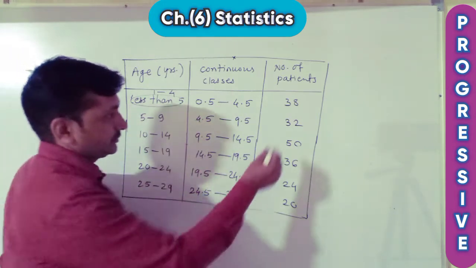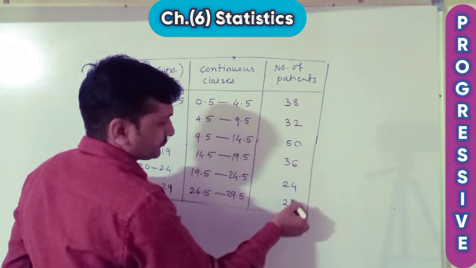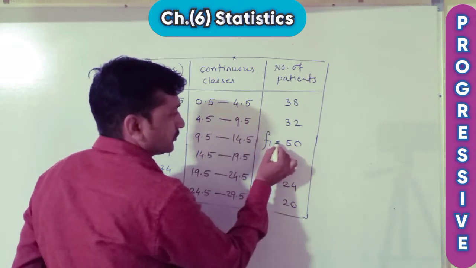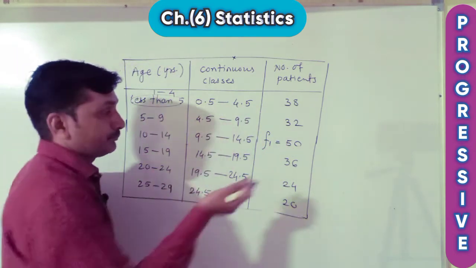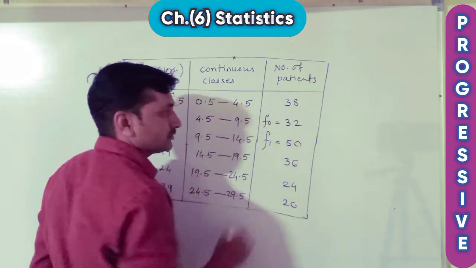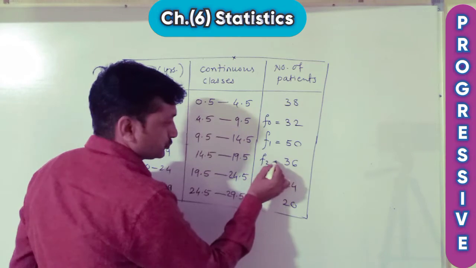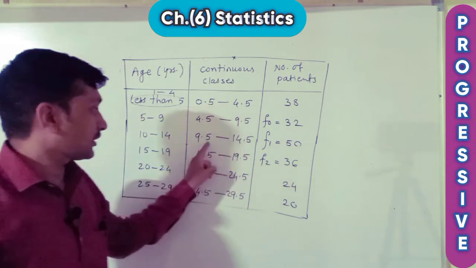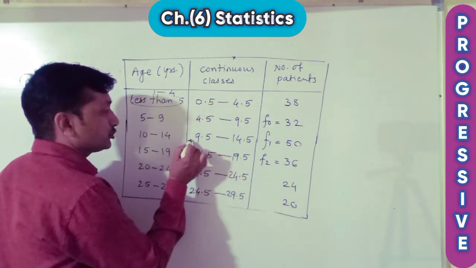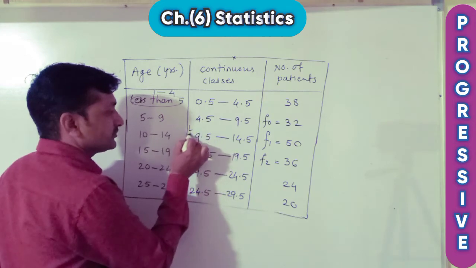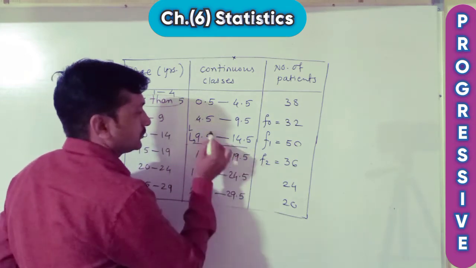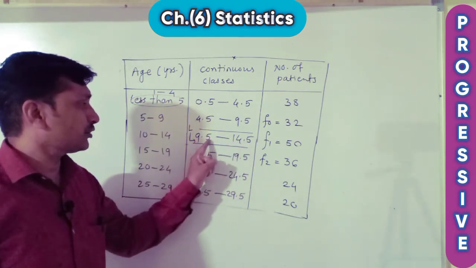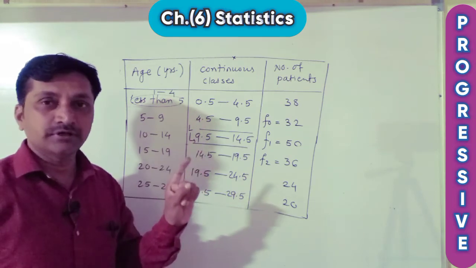Now take the maximum frequency: 38, 32, 50, 36, 24, 20. This is highest, therefore I take this as F1, F1 is 50. Previous F0, here 32. Next F2, 36. The class with the highest frequency 50 is this class, therefore 9.5 you take as L. L is equal to 9.5, and the difference is 14.5 minus 9.5, 5. The difference is 5.